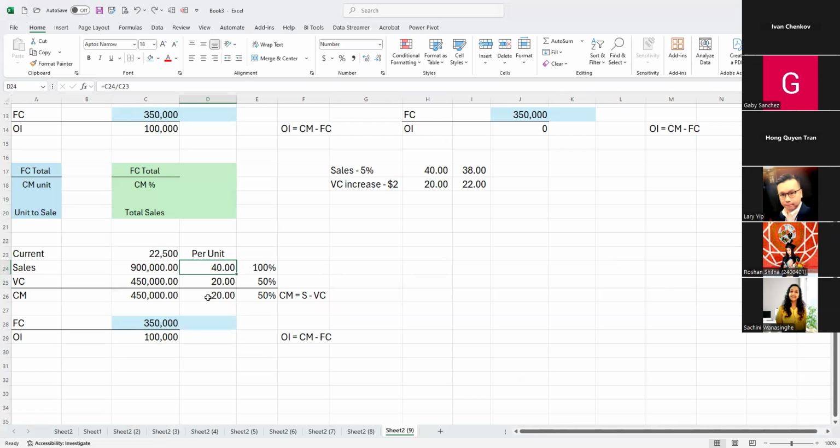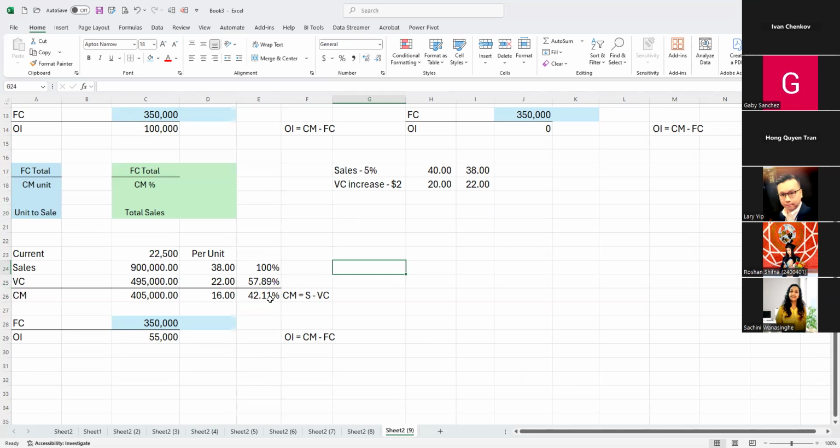So now I know per unit. Where am I per unit? My sales price per unit is 38. My variable cost per unit is 22. My contribution margin is 16. Now let's calculate the percentages. 16 divided by 38 is 42%. Make sense? Are you guys with me? Yes. Okay, so now we have the new contribution margin ratio.